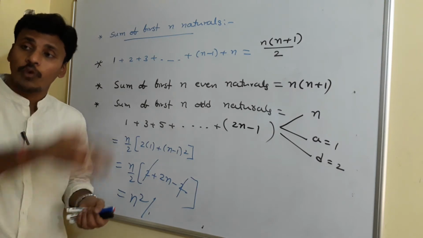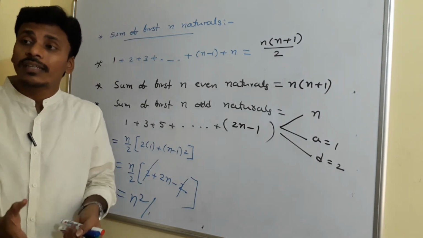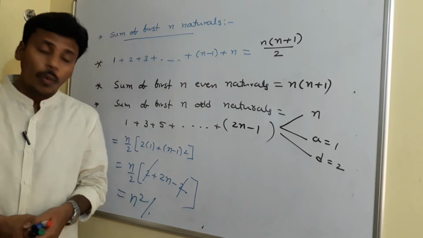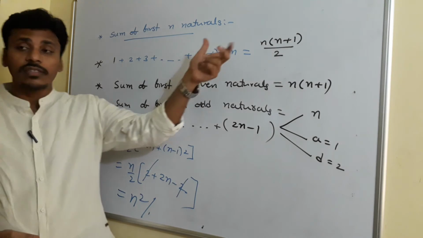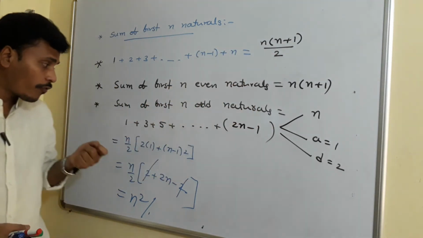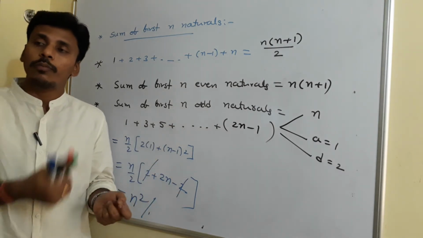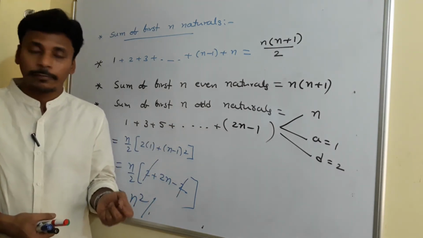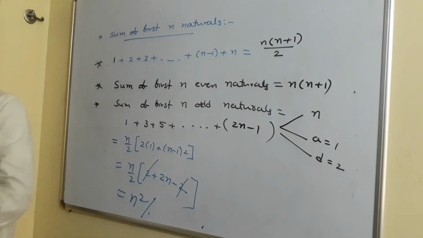So for example, if you add the first 100 odd natural numbers, what is your answer? It is clearly 100 square. So very wonderful thing, right? The sum of the first n naturals is n into n plus 1 by 2, the first n even naturals is n into n plus 1, and the first n odd naturals is n square. Using all these things, you are able to find some more problems also, right? I will erase it and give you a few more problems right now.